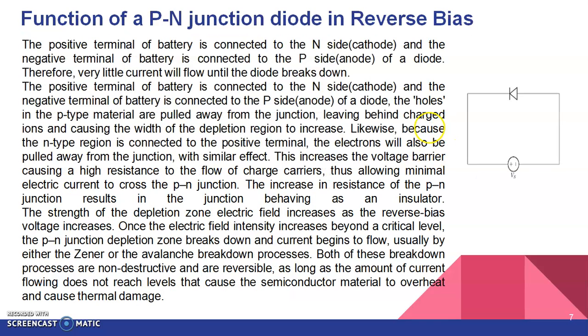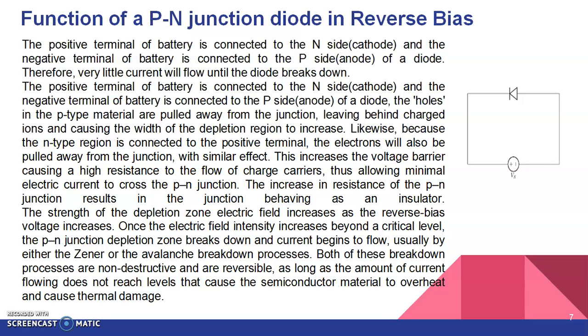And this is for the p-n junction diode under reverse bias. In reverse bias, the positive terminal of the battery is connected to the n side, which is the cathode, and the negative terminal of the battery is connected to the p side of the diode, which is the anode. Therefore, only a very small amount of current will flow until the diode breaks down.